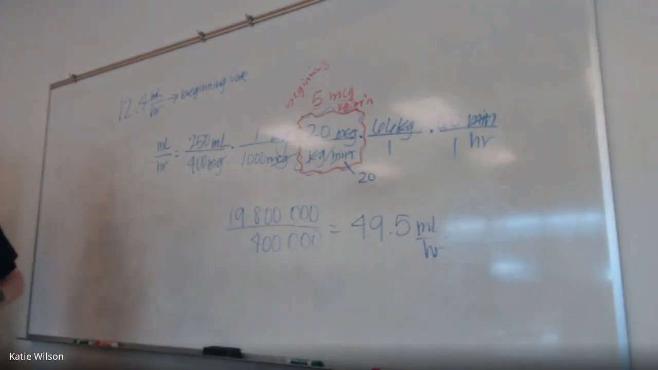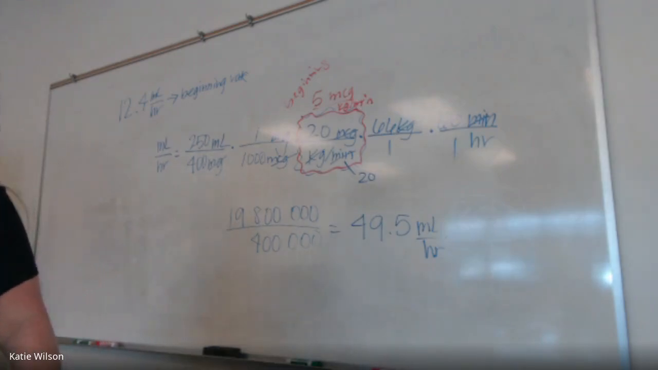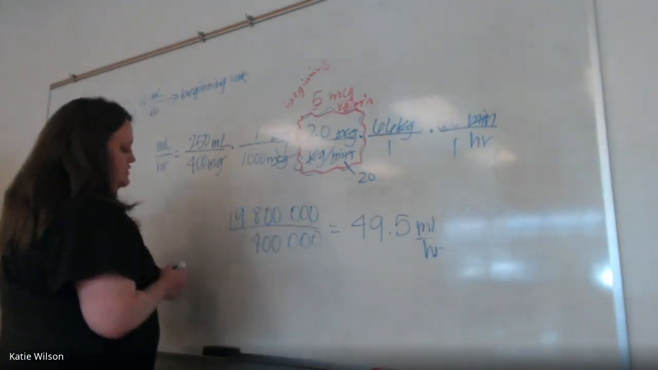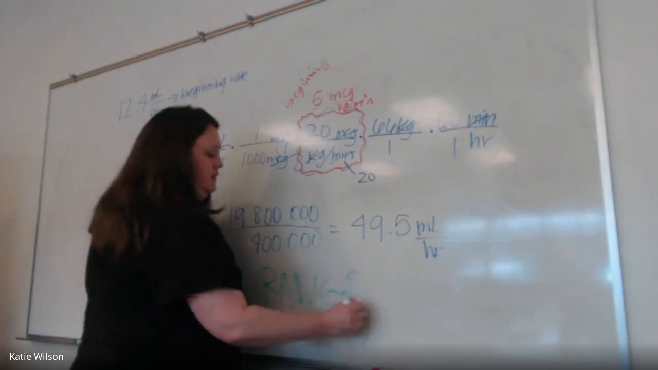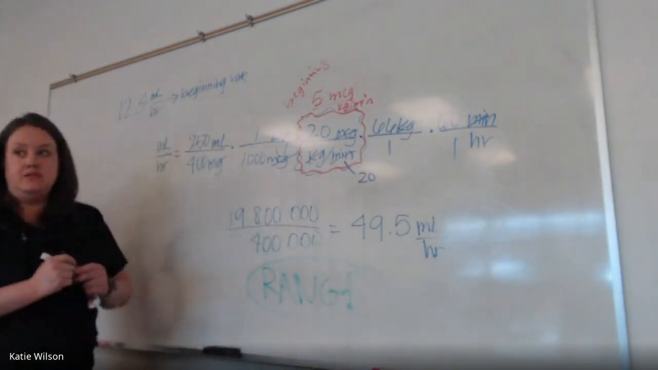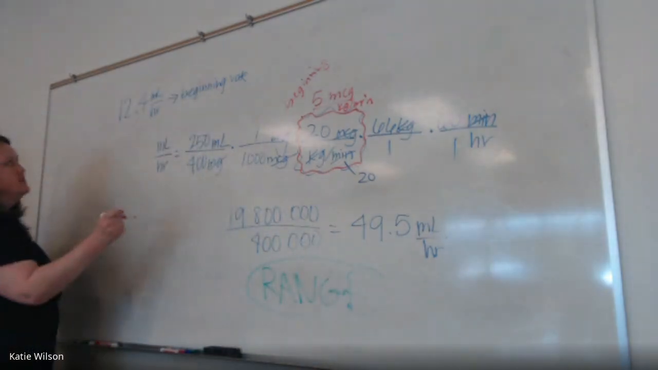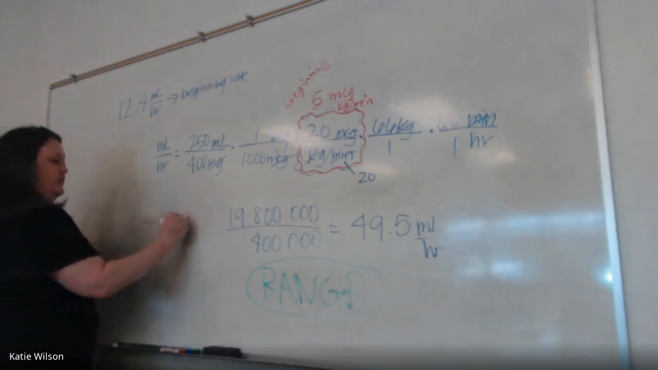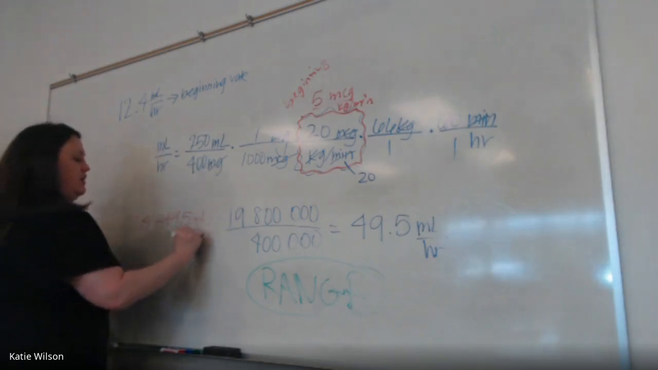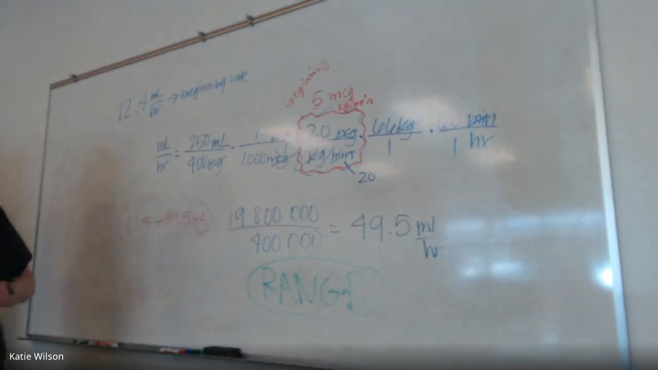Okay. So when it's saying calculate the mils per hour flow rate range, anytime your answer says calculate the range, you're going to have 2 answers. Okay? You're going to have a low and a high. So this answer would be 12.4 to 49.5 milliliters per hour. That would be the range.